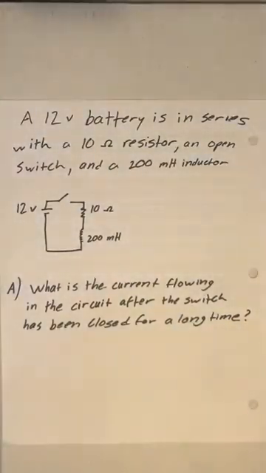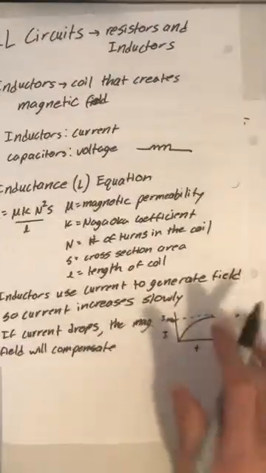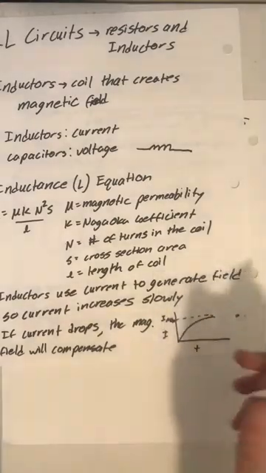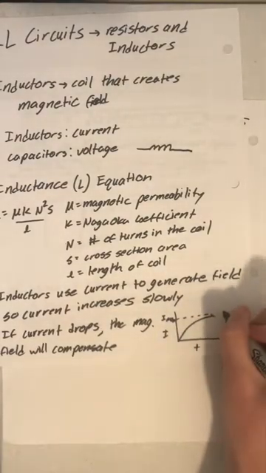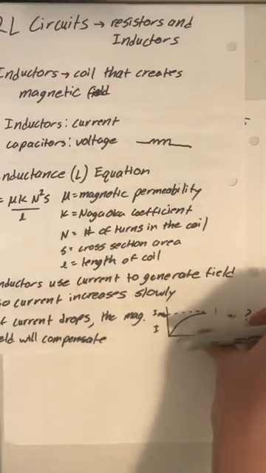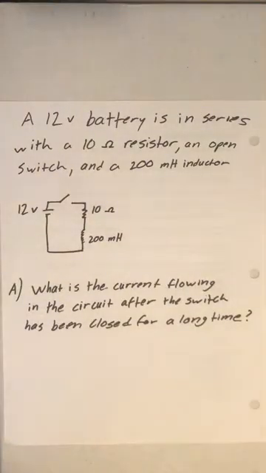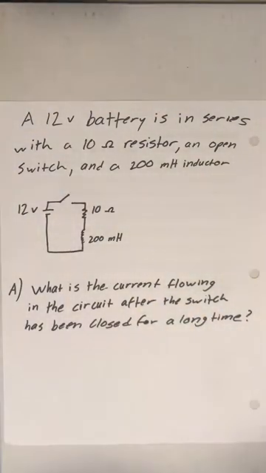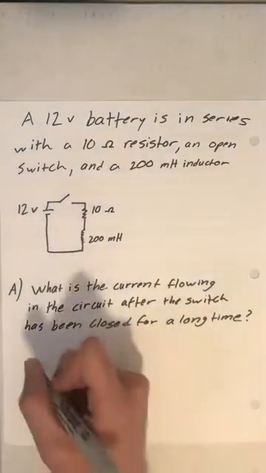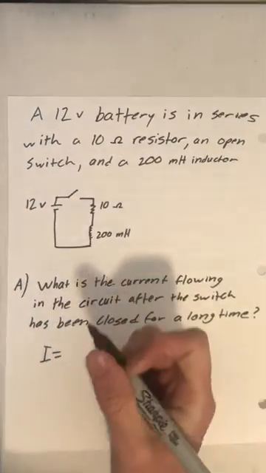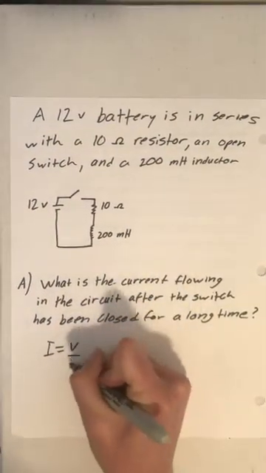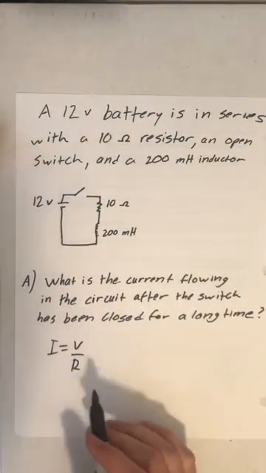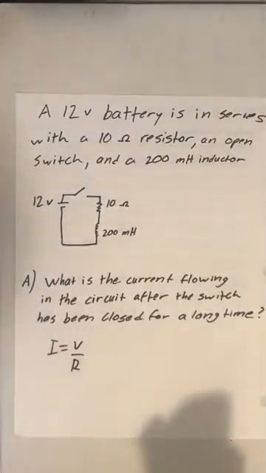And the significance of the switch being closed for a long time is we don't have to worry about this curve right here, because we're saying we're right here where the current has already reached its max value. We don't have to worry about the inductor taking any current away. So this one is pretty simple. We already know how to do that. So it's I equals V over R. Current equals voltage divided by resistance.